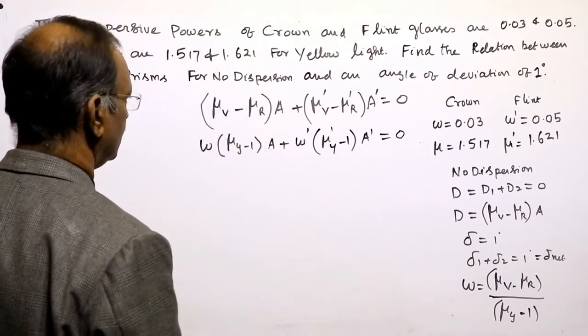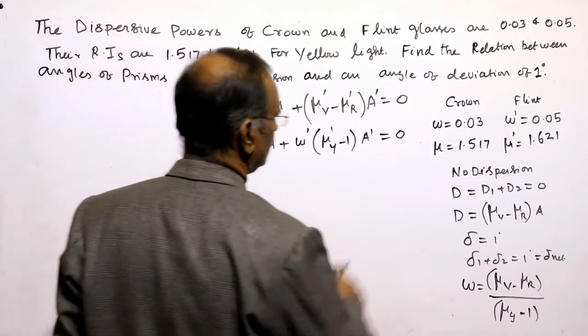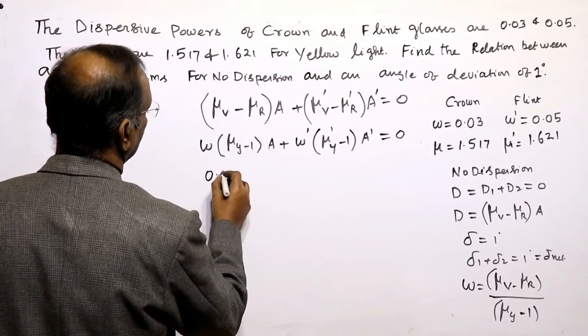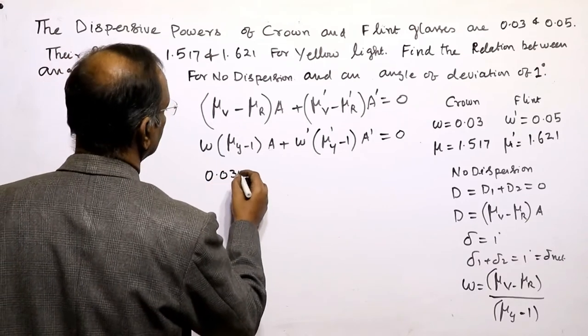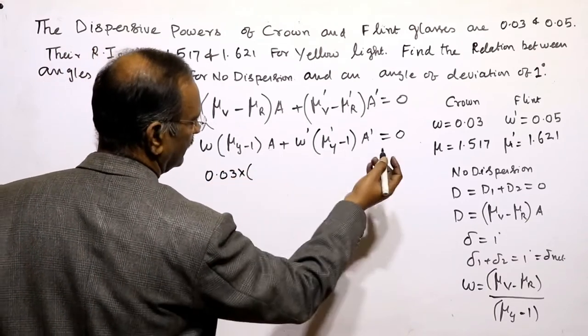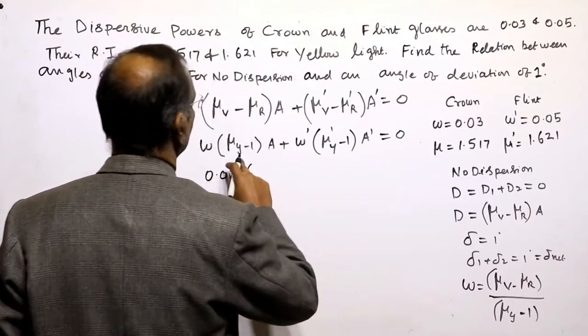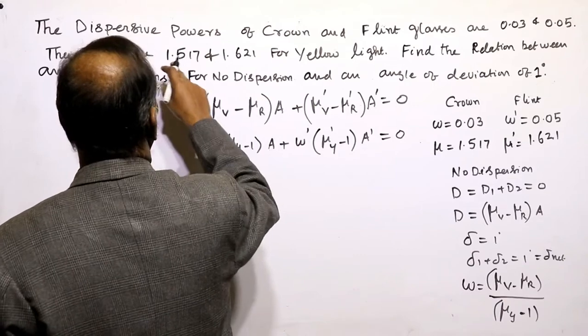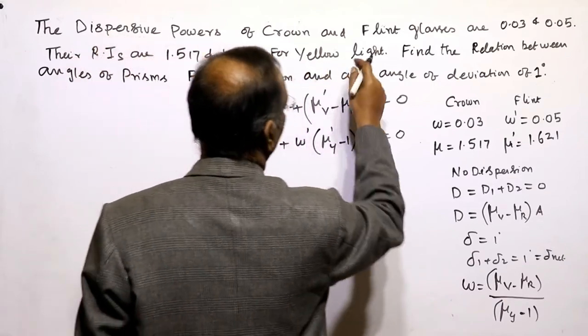So now we can substitute the values. Omega is equal to 0.03 into mu of yellow color. This is for the yellow color because the refractive index is given as 1.517 for crown and 1.621 for yellow light.